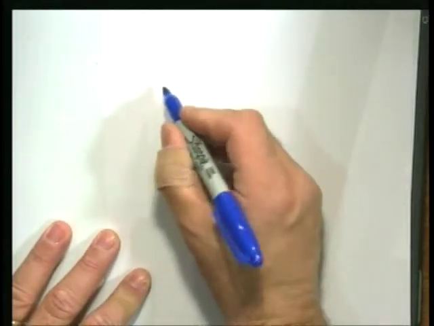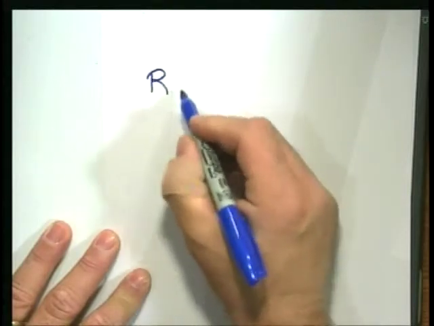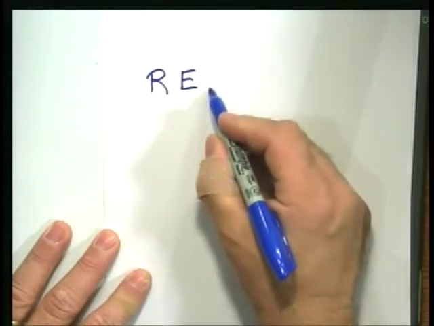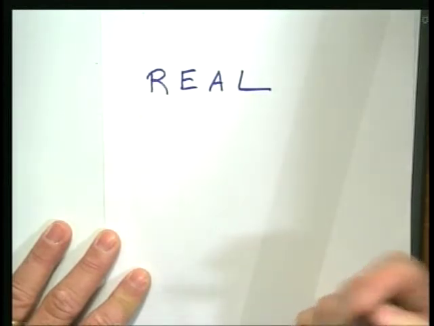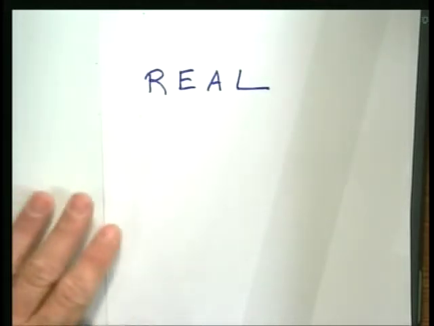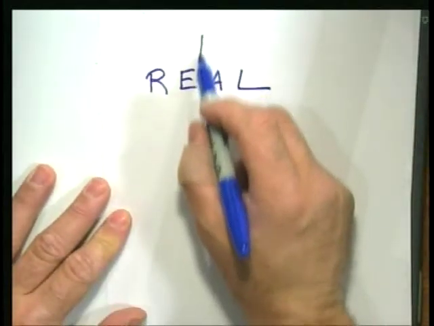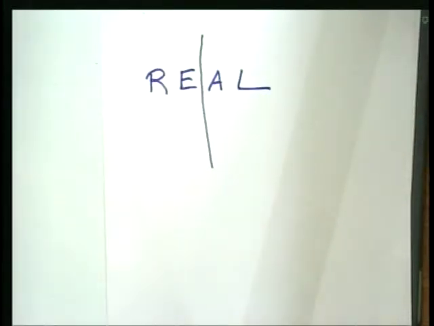I want you to spell out the word real, like this class is real fun. This class is real fun. Spell that out. Now what I want you to do is draw a line down the middle of the word. You with me? Okay, this isn't in your book, so you want to write this down.